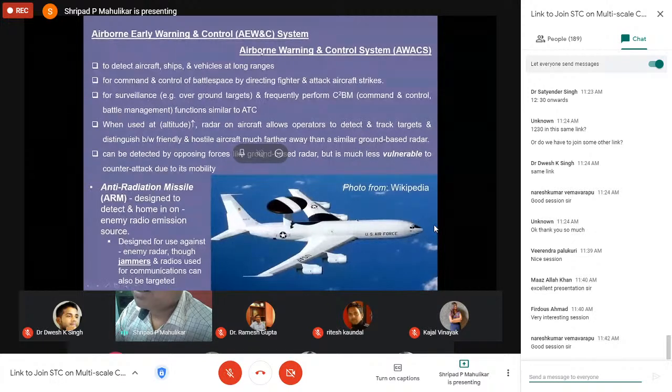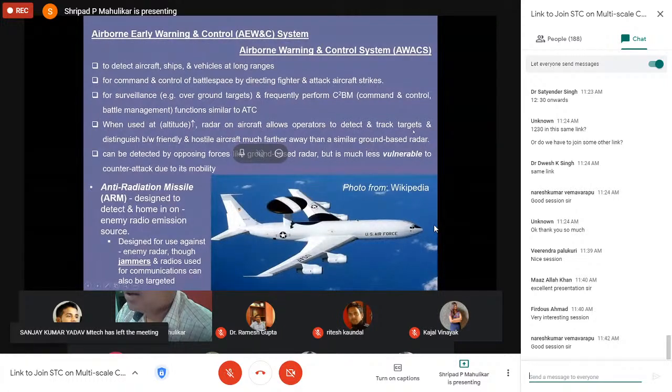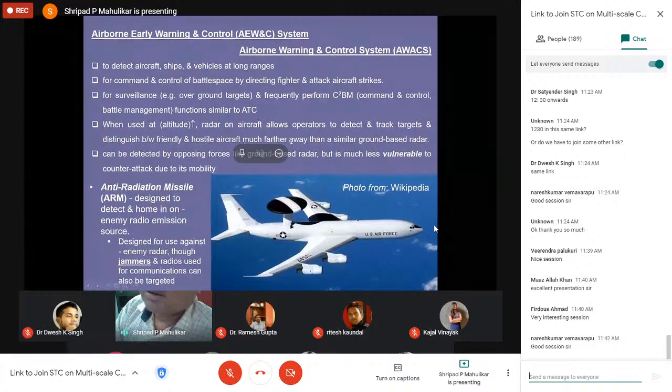So surveillance from the sky over ground troops, and it frequently performs a command control battle management function similar to ATC, air traffic control. And when used at higher altitude, radar on aircraft allows operators to detect and track targets and distinguish between friend and foe aircraft much farther away than similar ground-based radar. So this is one of the advantages of AWACS. It can be detected by opposing forces like ground-based radar, but is much less vulnerable to counterattack due to its mobility.